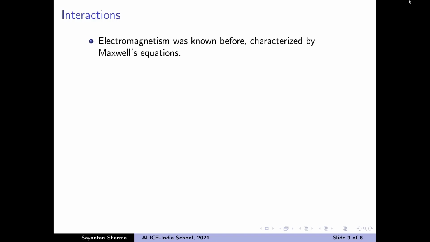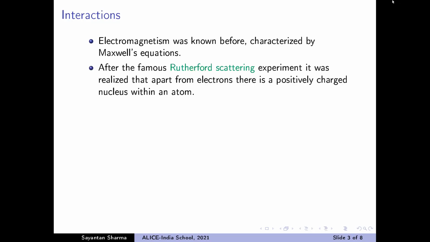So the interactions that we normally see around us, the most common amongst them is electromagnetism, which was known quite early, before the advent of the 20th century, and they were characterized by Maxwell's equations. And in the famous Rutherford scattering experiment, it was realized that any atom consists not only of these electrons, which were discovered in the later half of the 19th century, but there is also a positively charged nucleus within the atom.